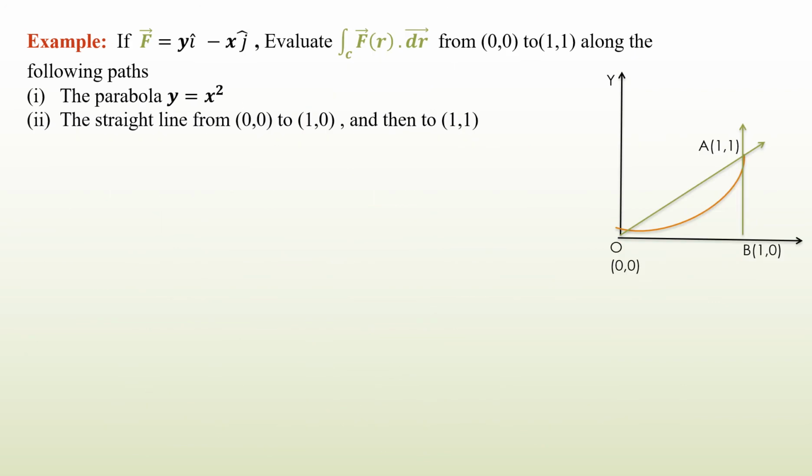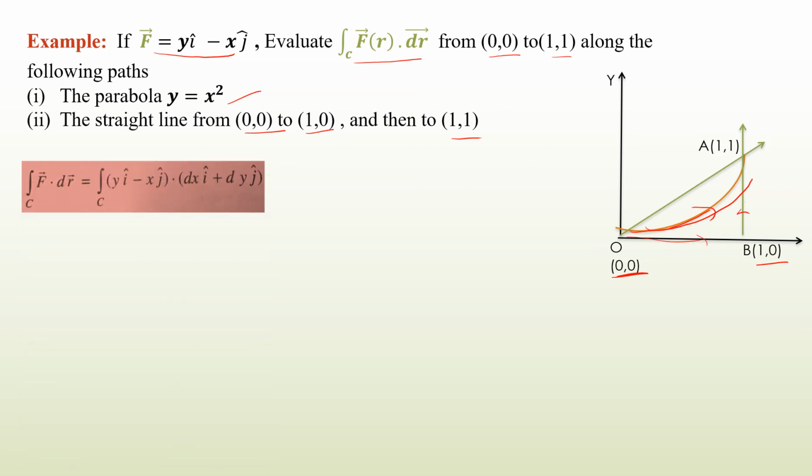Next example, suppose we have a vector F equal to y i plus x j, and we have to evaluate the line integral from (0,0) to (1,1) along the following path. We have two paths, and the first one is the parabola y equal to x square, that's the green line, and the straight lines from (0,0) to (1,0) and to (1,1). So we have to evaluate the line integral along this, the first one along that parabola and then along these lines.